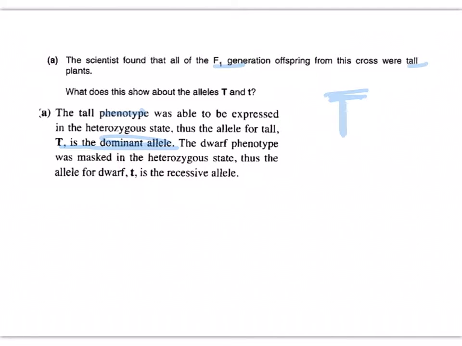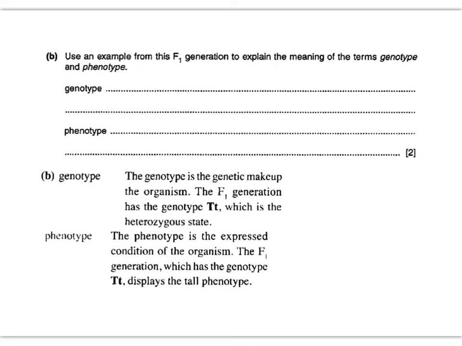Okay, let's answer the other side, which is the dwarf part, whereby you need to mention that even in the hetero state, meaning big T, small t, okay, the dwarf is still masked, because in order for the dwarf phenotype to be expressed, you need a homozygous recessive genotype, which is small t, small t. Next part B is just a definition question. We are looking at the definition of genotype, in which is the genetic makeup of the organism. Phenotype is what is expressed and usually is a physical trait.